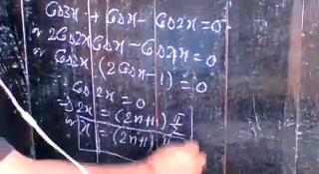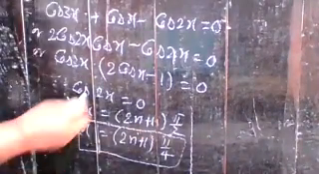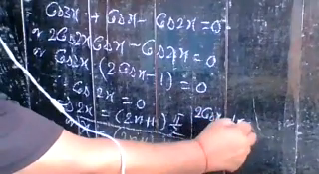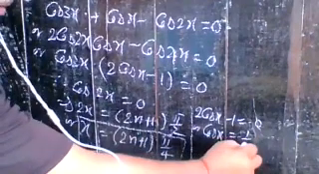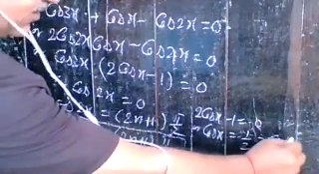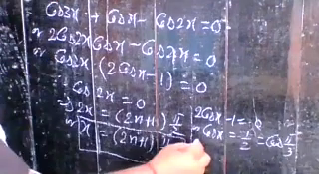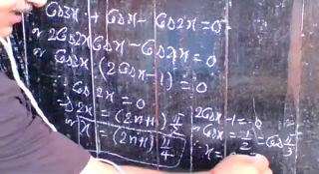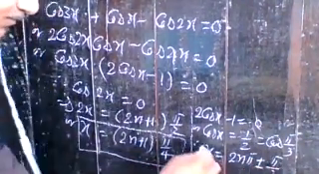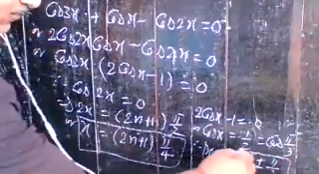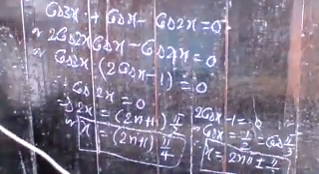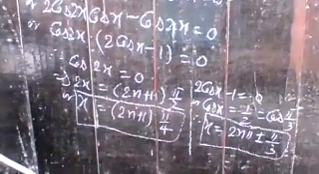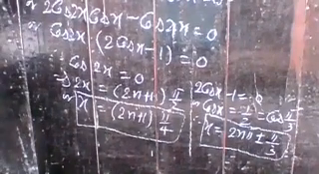Now its second factor. If you take the second factor, 2 cos x - 1 is 0, so cos x is equal to 1/2, which is cos π/3. So the value of x is 2nπ ± π/3. x is equal to 2nπ ± π/3. So in this way, you can solve it.